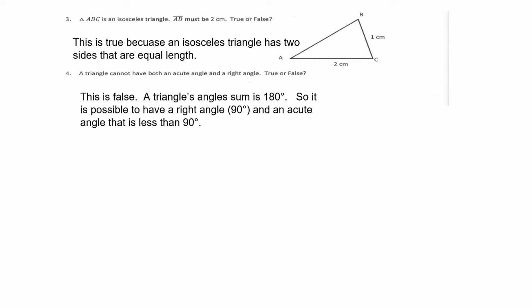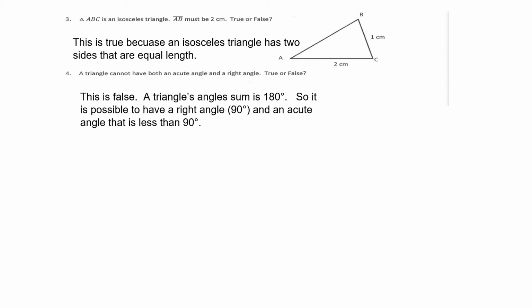ABC is isosceles, which means that 2 sides are equal in length. So does that mean that AB must be 2 centimeters? Well, that is true because this is a different length, which means isosceles means that 2 sides of the triangle are equal. So if these 2 are different, that means this has to be the same length as AC.